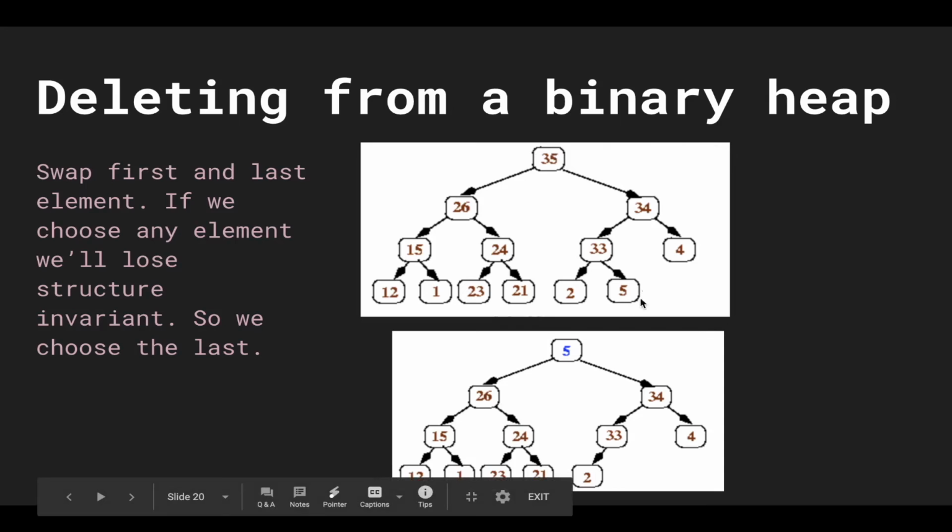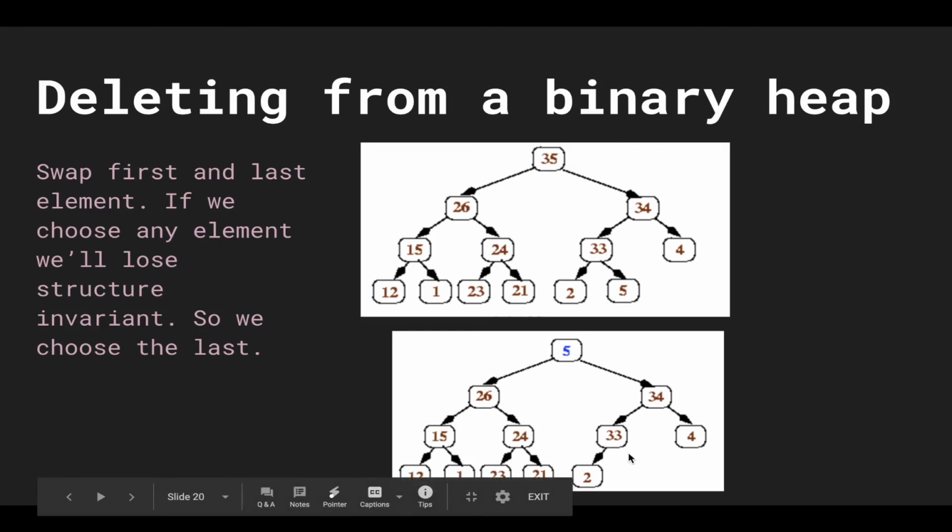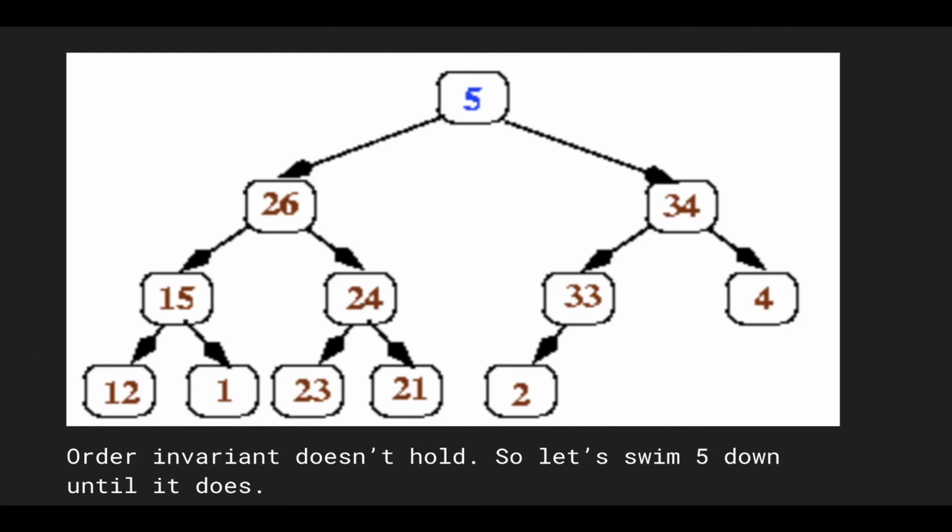So we swap it, and then we remove 35 from the binary heap. So you can see 5 and 35 get swapped, and then this can be like an intermediary step. 35 can be here, but then we remove it after because it's gone from our heap. It's dequeued. So now our first invariant holds, the structure invariant such that it's a complete binary tree. But the second invariant, which is the order invariant, does not hold because each element is not greater than all of its children. 5 is not greater than 26 or 34. So now let's swim 5 down until our order invariant holds.